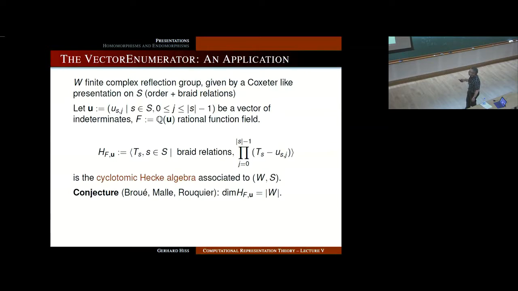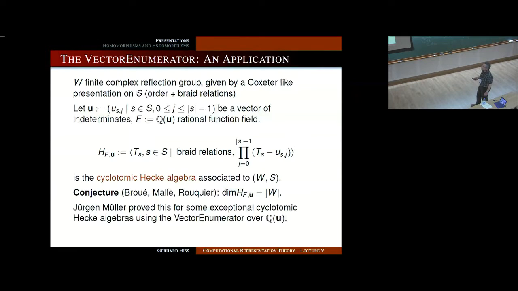Now, these are finite groups, and there is this crucial conjecture by Broué, Malle, and Michel, which would tell you that the dimension of these cyclotomic Hecke algebras is also finite, and in particular also equal to the order of W. And this conjecture is still open for some of the cases. But it was Jürgen Müller who used the vector enumerator to prove this for some of the exceptional cyclotomic Hecke algebras over this field of indeterminates. So it can be done. So this is one use of the vector enumerator.